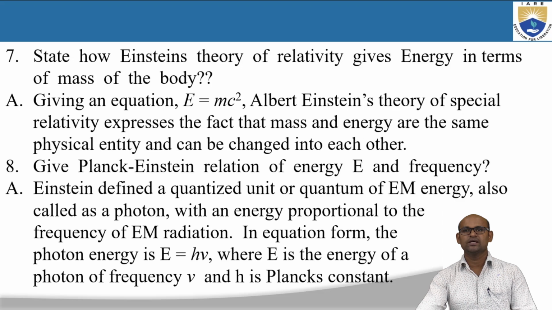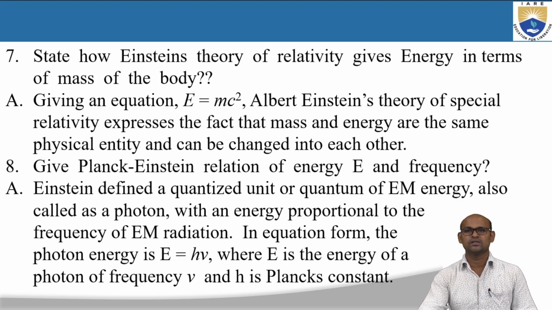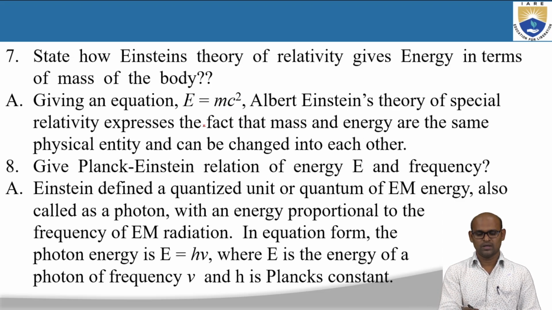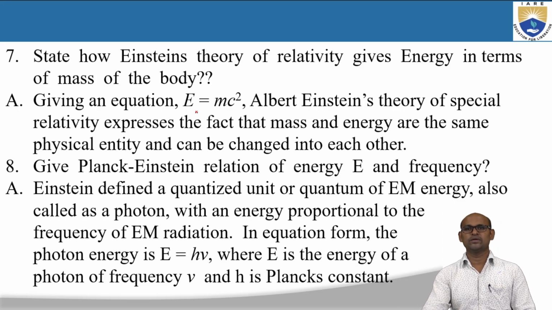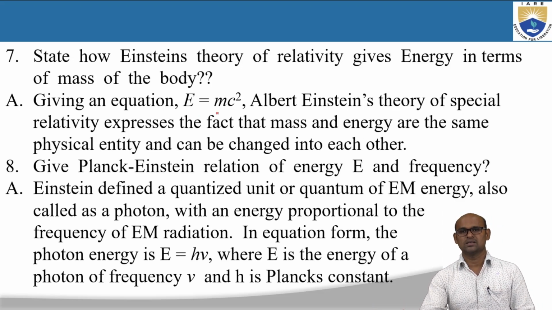State how Einstein's theory of relativity gives energy in terms of mass of the body. Giving an equation E is equal to mc square, Albert Einstein's special theory of relativity expresses the fact that mass and energy are the same physical entity and can be changed into each other. So energy can be written as E is equal to m into c square, where m is mass. So you can convert mass and energy.